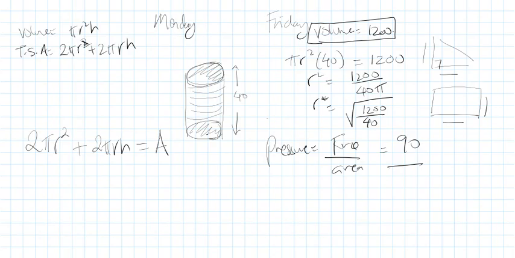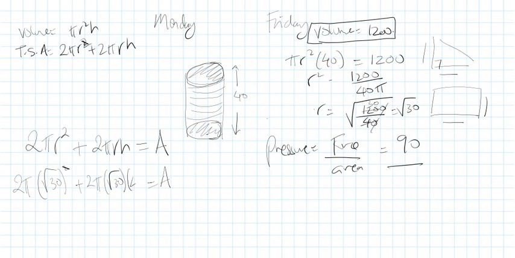Okay? Then the r becomes the root of this, which I can simplify. I get 30 inside, so it's root of 30. So that's the r. Is that clear, this part? Yes, sir. So I get r as root of 30. Now to get the area, I can use the r I just found, which is root of 30. So it's 2 pi root of 30 squared plus 2 pi root of 30, and the h is 40. So this becomes the A.